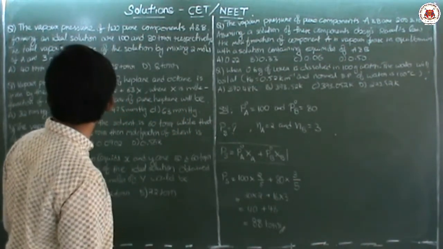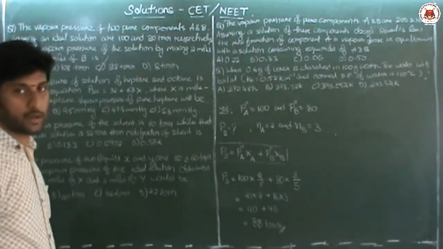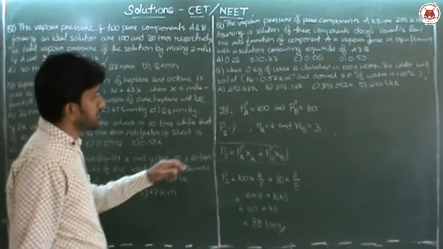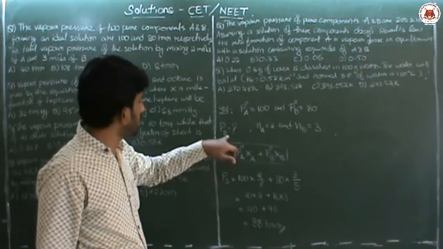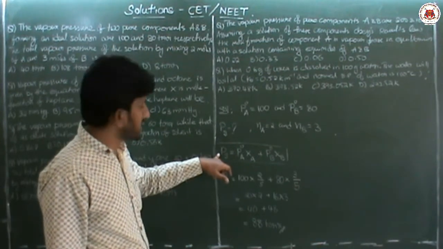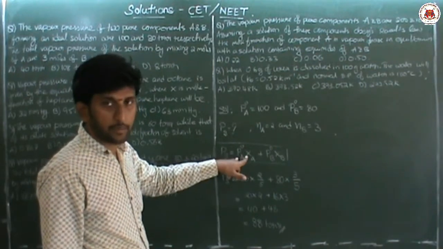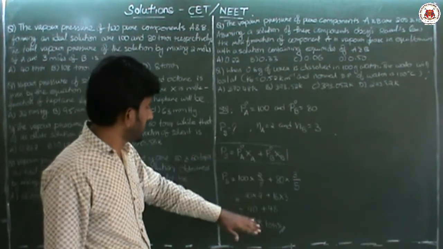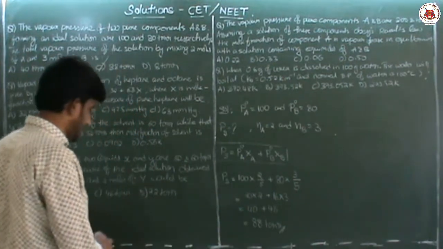So where is 88 torrs? Option C. 88 torrs is the answer. So first given is the pure vapor pressure of A, pure vapor pressure of B, and the number of moles. Then they want the solution pressure. Solution pressure is equal to mole fraction of A into pure vapor pressure of A plus mole fraction of B into pure vapor pressure of B. That we are substituting and getting the answer 88 torrs. So the answer is C.